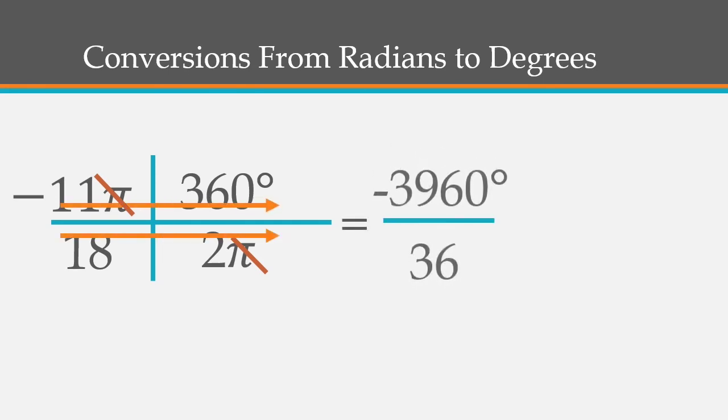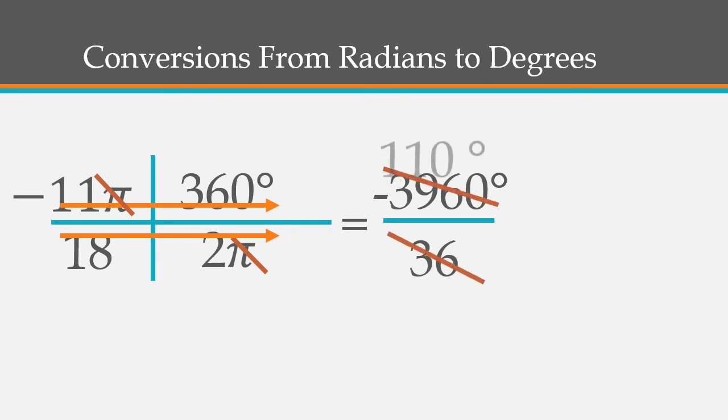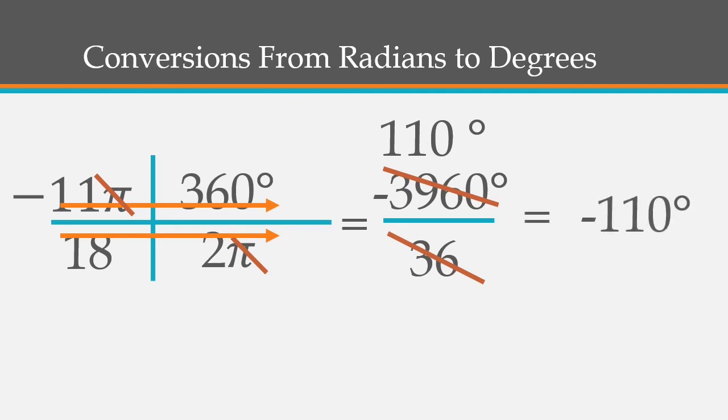We end up with 3,960 over 36. We simplify this and we get 110. So that's a negative 110 degrees. You notice the negative sign doesn't really do anything, you just leave it there.